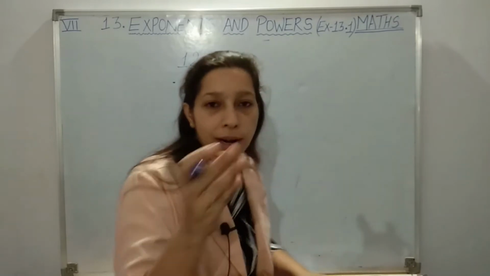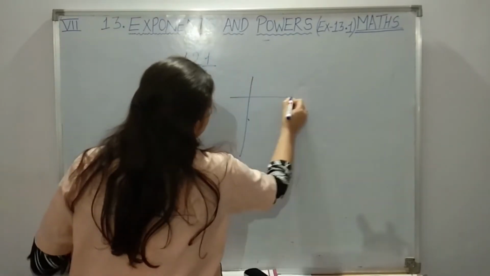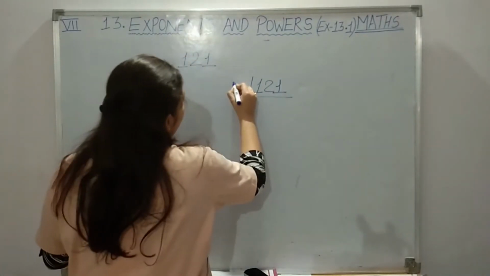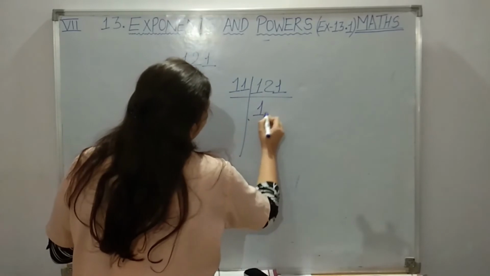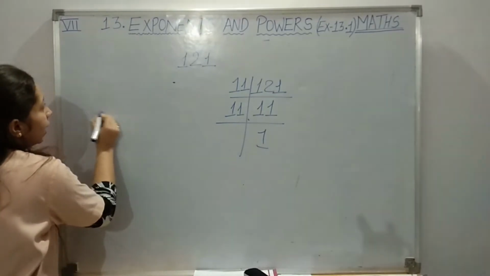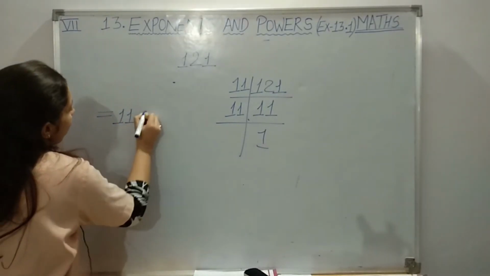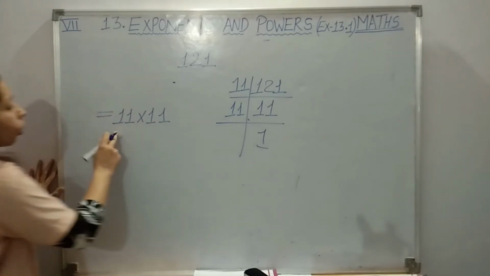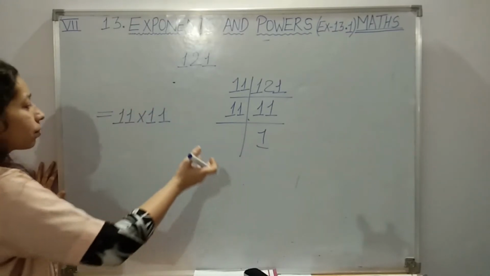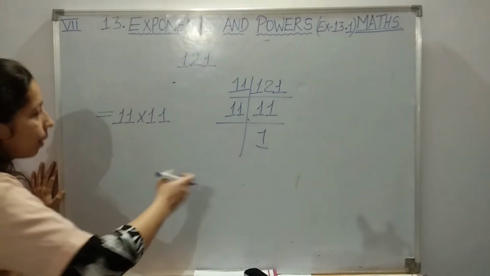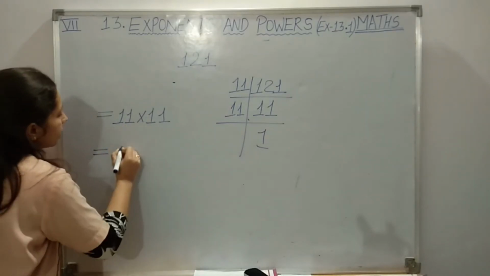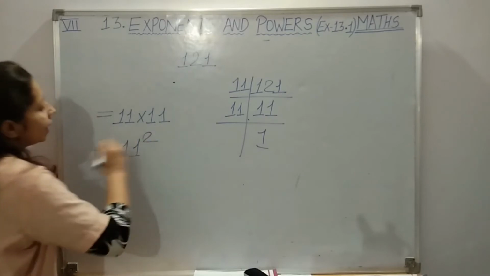If you want it as a product of prime factors, what will you do? You will take out its LCM, isn't it? 121: we know that it will be divisible only by 11. So 11 11s are 121. So I got the product, and when I write it, it can be written as 11 into 11. This is called the product of prime factors. So 121 was written as 11 into 11. Now if I want to write this in exponential form, it will be written as 11 square.